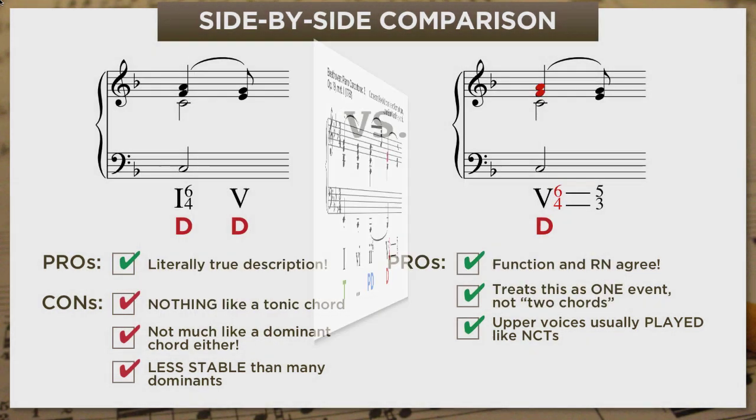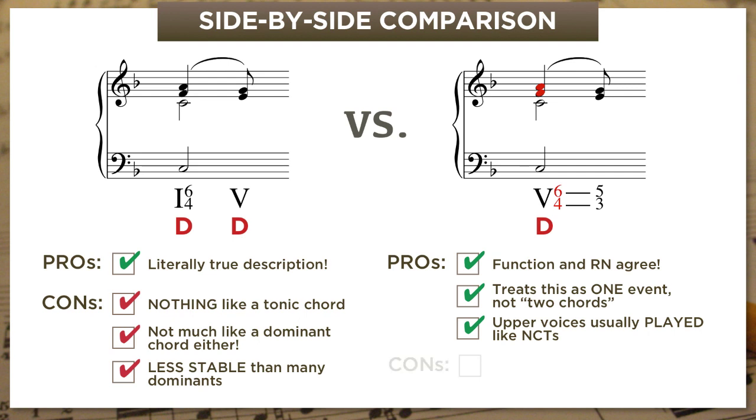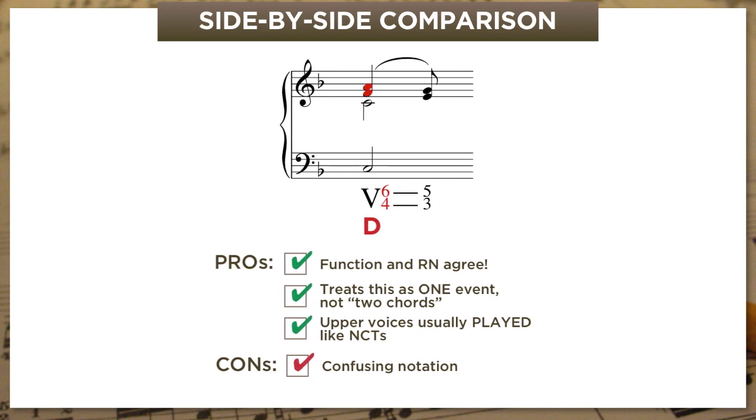So really, the only strike we've got against the one on the right is that the notation is a little bit confusing at first. But it does ultimately make sense. It is manageable. So everyone say bye-bye to 164 for now anyway.